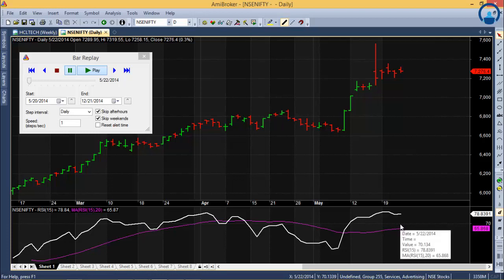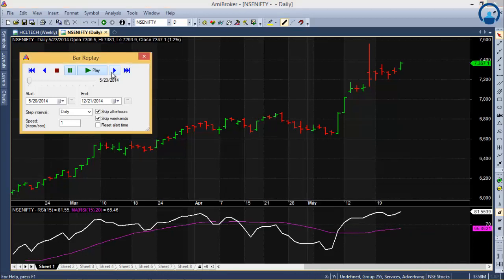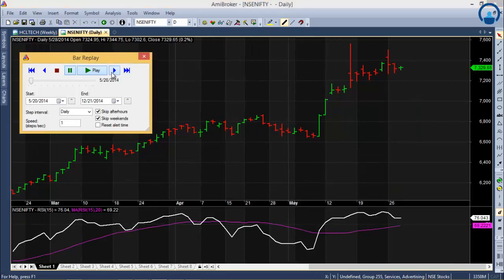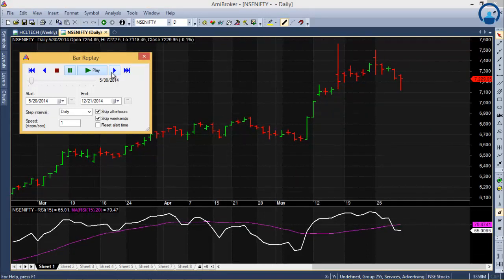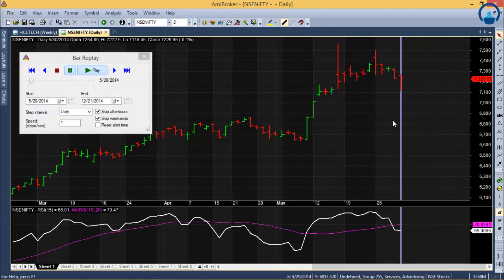So the trading strategy remains the same. If RSI was to pull back towards its moving average and turn up, we'll go ahead and take a long position. RSI pulls back to its moving average. As of the last bar, RSI has still made a lower level.